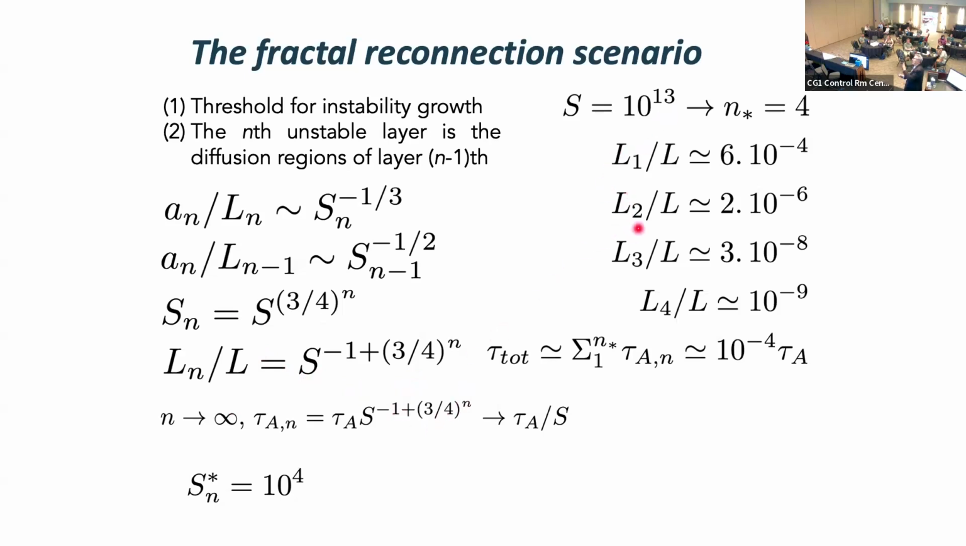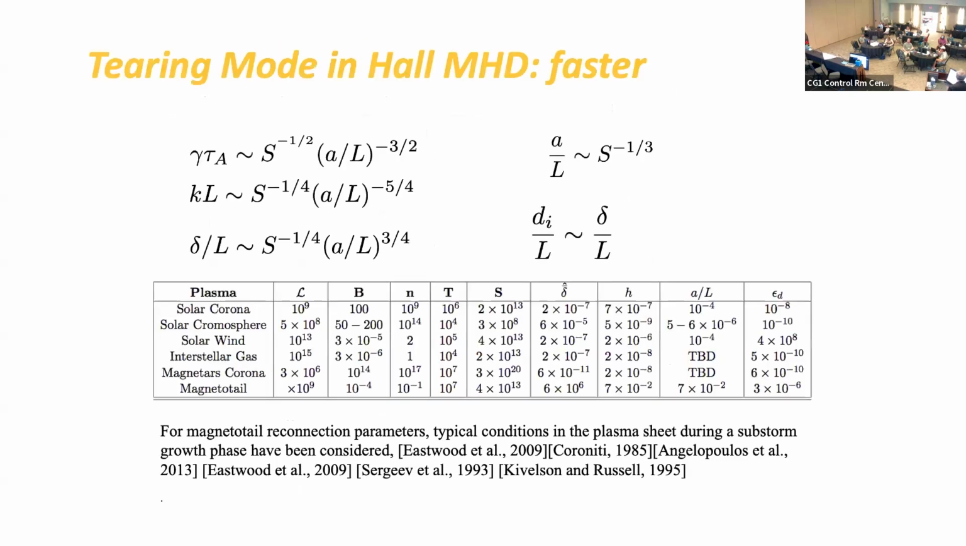10 to the 13, in 4 steps, you get to 10 to the 4. So it doesn't take long, and you're gone. You've reached whatever scale you needed to reach to dissipate. So now you have a pathway via instability that gets you to the smaller scales.